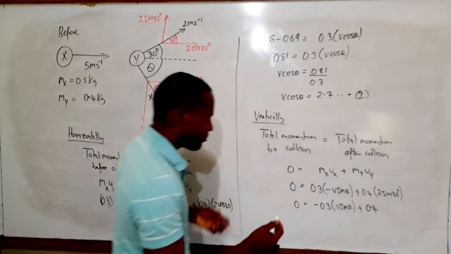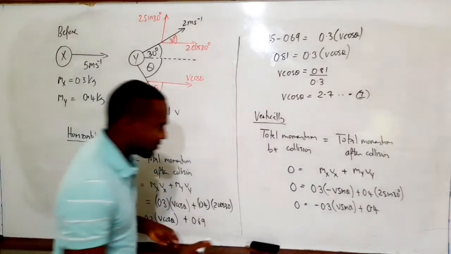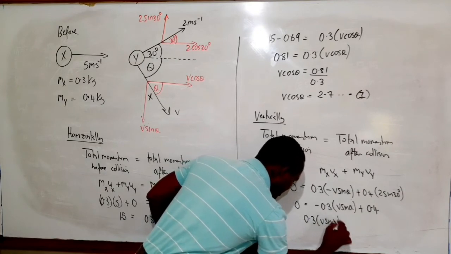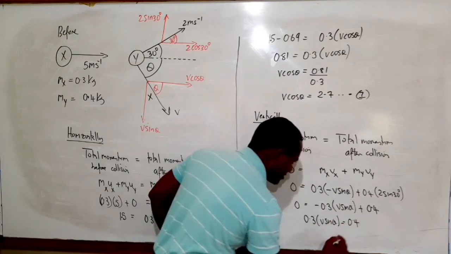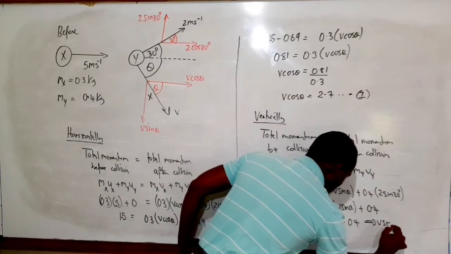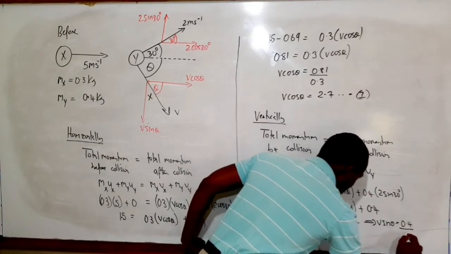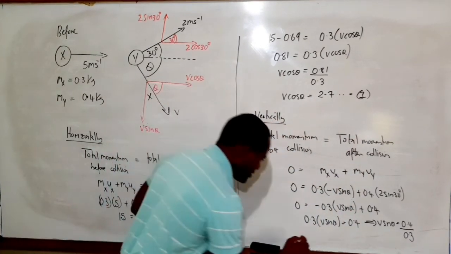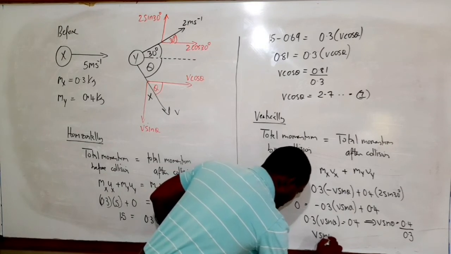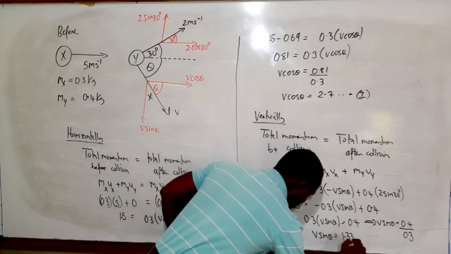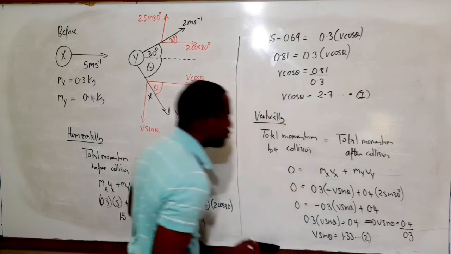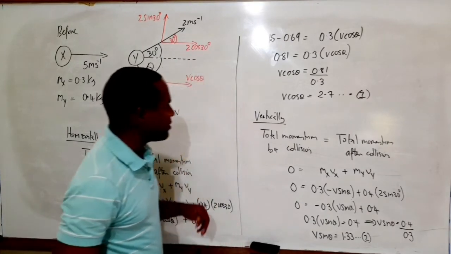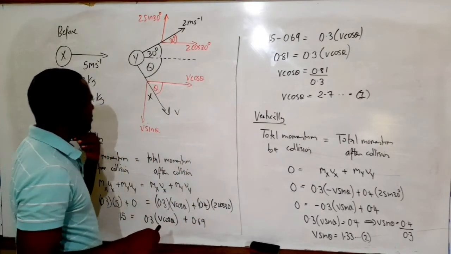So basically, if we just bring one term to the next side, what we have is 0.3 times v sine theta is equal to 0.4, and this therefore means that v sine theta is equal to 0.4 divided by 0.3, right? So if we work that out, we get our second equation, which works out to be v sine theta is approximately equal to 1.33, and we call that equation 2, right? Now, having obtained the second equation, we'll then proceed to solving them simultaneously, right?